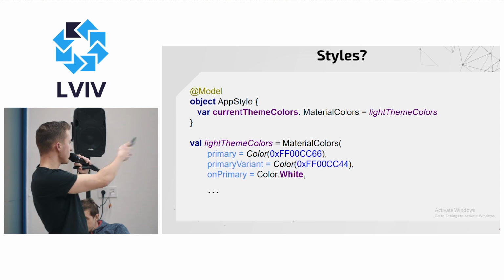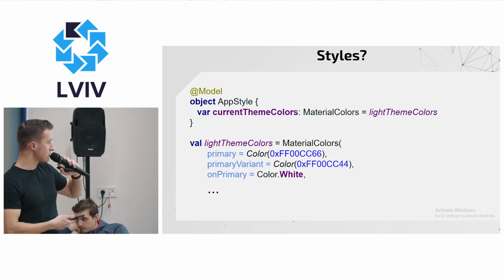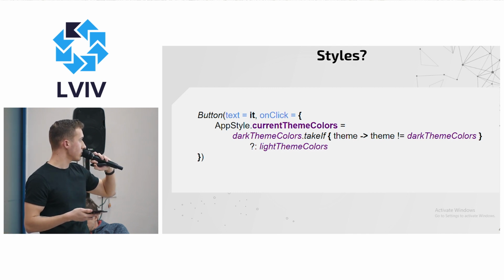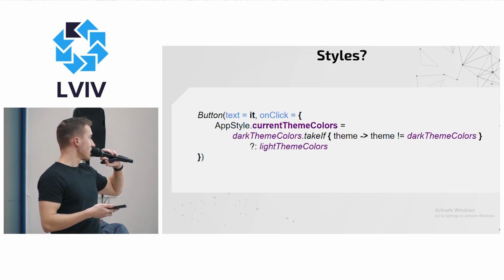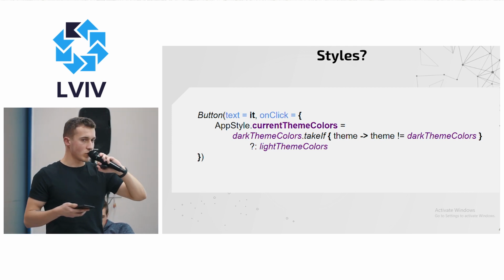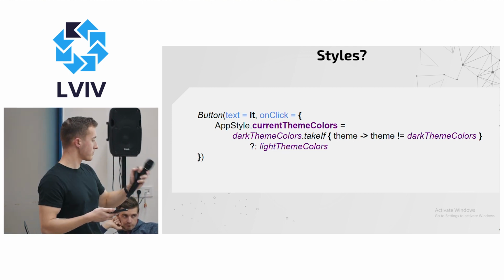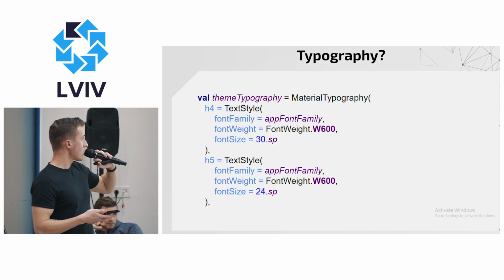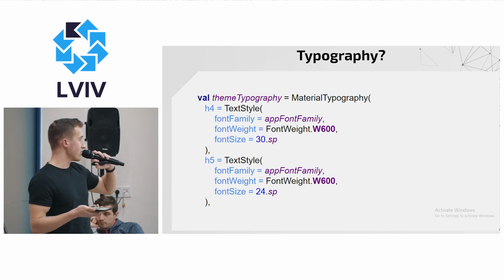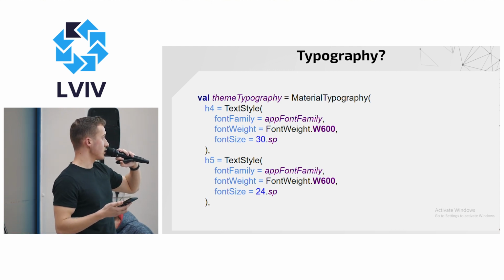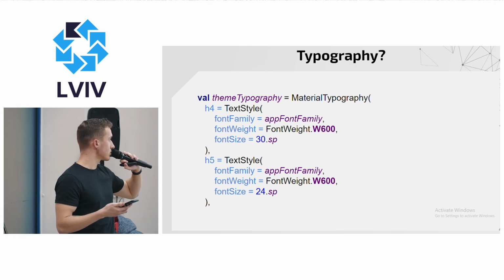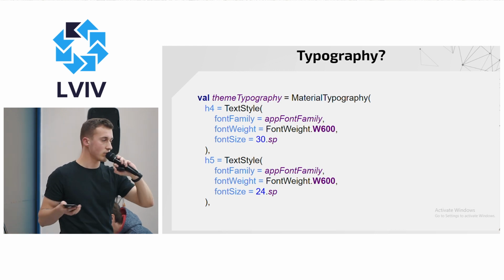For example, we have light theme and dark theme. And on click of a button, we do something like that. We check what the current theme is and switch them. It works the same way with typography, and we can change the same way our font family and actually font style.